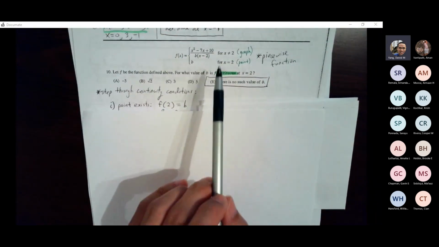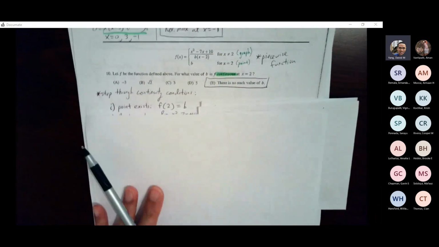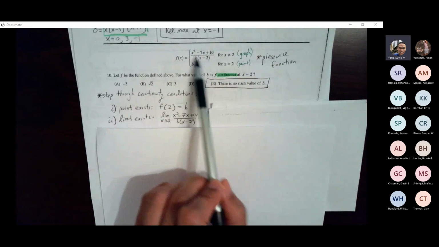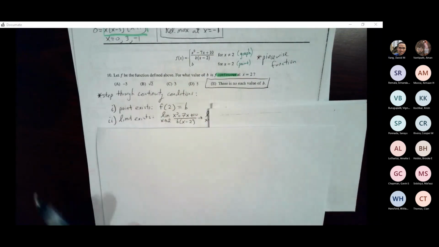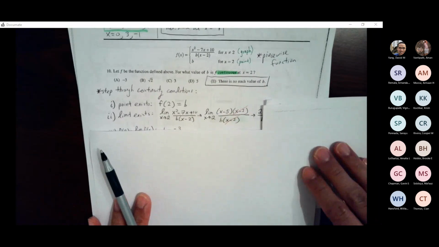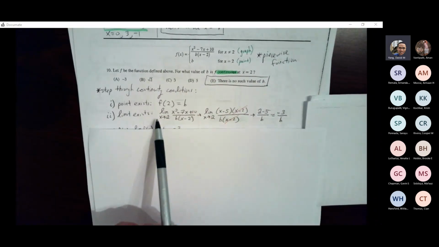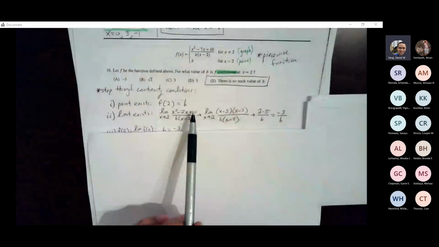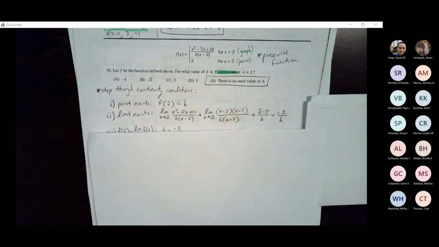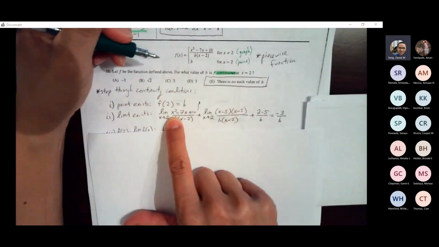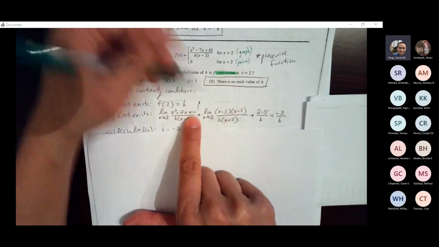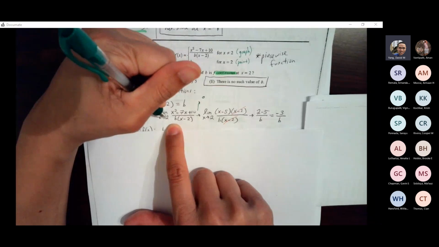Okay, next up, the second condition is, does the limit exist? So we want to find the limit as x approaches 2 for our function above. So first thing we do with a limit problem is we insert 2 in for x, and we're going to get 0 over 0. If I were to plug in 2, I get 4 minus 14, which is -10 plus 10, which is 0. 2 minus 2 is 0. 0 times b is 0.